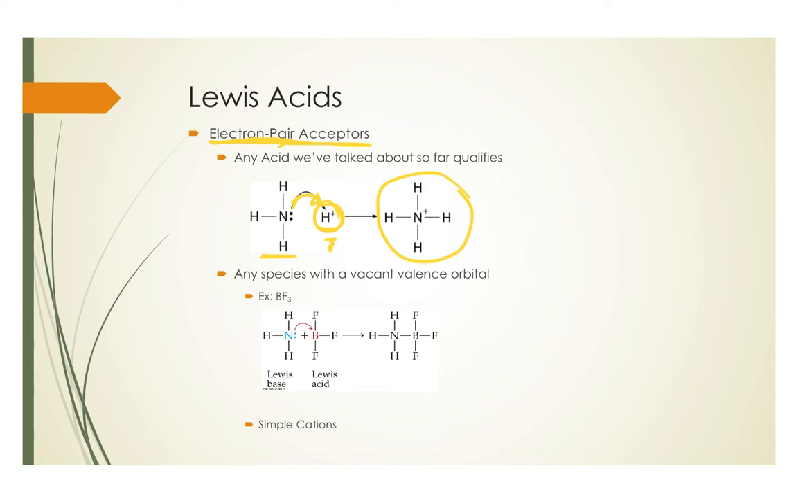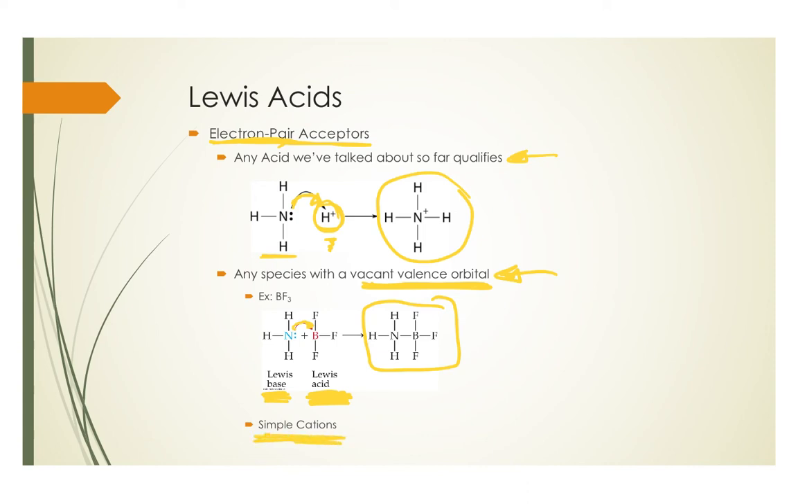All right, so that works with any acid we've talked about so far, but it also works if we're talking about a species that has a vacant valence orbital. So for example, BF3: boron is okay with 6 valence electrons instead of 8, but that means it has an open valence orbital sitting there, and so it can accept a pair of electrons to form a bond. And so in this particular case, the BF3 would be an electron pair acceptor, and the NH3 would be an electron pair donor.